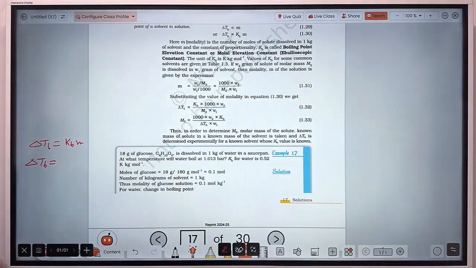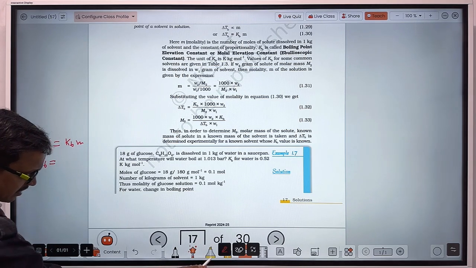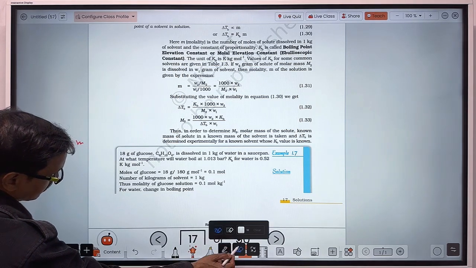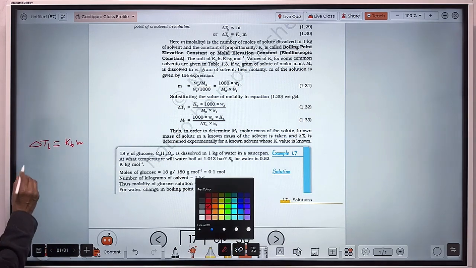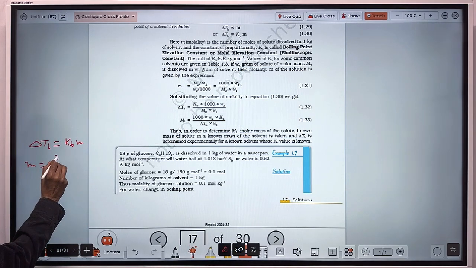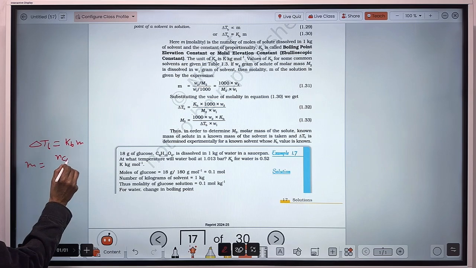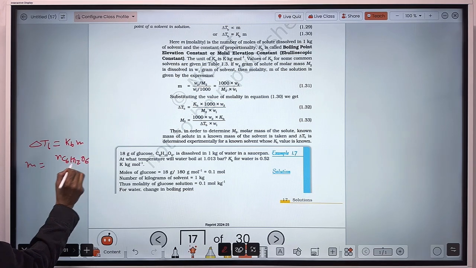Solution: delta Tb is equal to Kb into molality of solution. So how to calculate the molality? Molality is the number of moles of solute. So number of moles of glucose here, glucose is the solute.